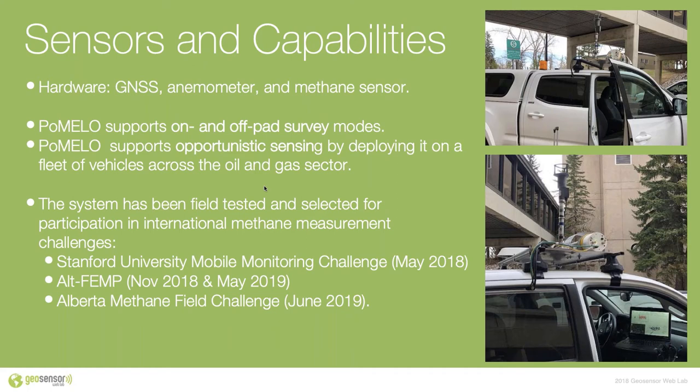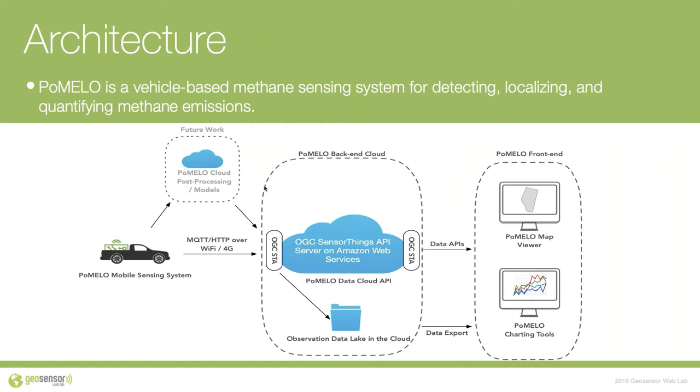You can drive to the oil and gas facility, do your inspection, and then a team doing traditional surveying for methane can go and take pictures with cameras that can detect methane, and also measure off pad and connect to the system. Also, we are going to support opportunistic sensing by developing this system on a fleet of cars and vehicles that can go across the oil and gas sectors and do it as a citizen sensing system, or basically for work vehicles. They can have this system on a larger scale. Scalability was one of our challenges in this project.